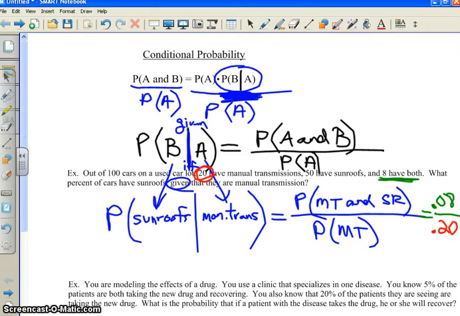And then we simply divide 0.08 by 0.2 and get 0.4, or 40%, if you want to change it into a percentage. So 40% of the cars have sunroofs given that they are manual transmission as well. And without doing all that probability stuff in there, that really should make sense. If I'm given a car with a manual transmission, which I know there's 20 of them, how many of those 20 have a sunroof? Well, 8 out of the 20, and 8 out of 20 is also known as 40%.